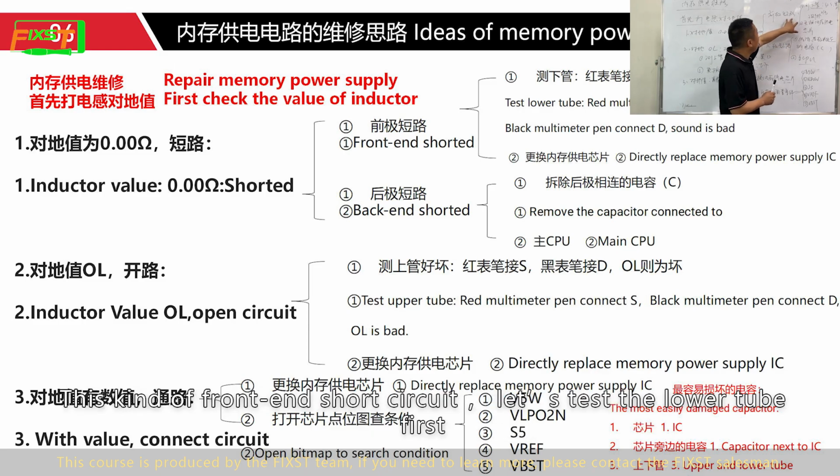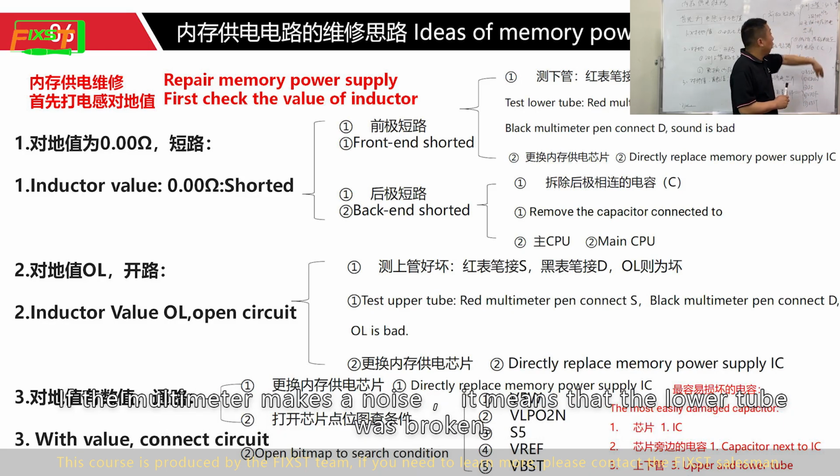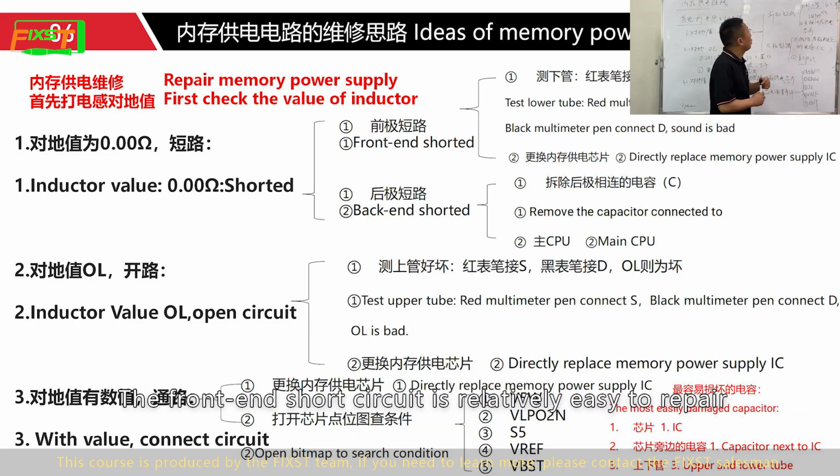For this kind of front end short circuit, let's test the lower tube first. For the lower tube, put the red multimeter lead on the S pole and the black multimeter lead on the D pole. If the multimeter makes a noise, it means that the lower tube is broken. If there is no sound, then just replace the memory power supply IC. The front end short circuit is relatively easy to repair.